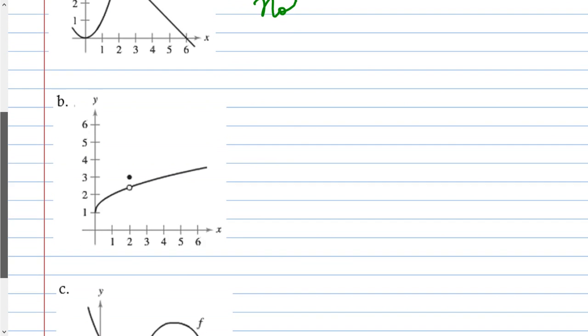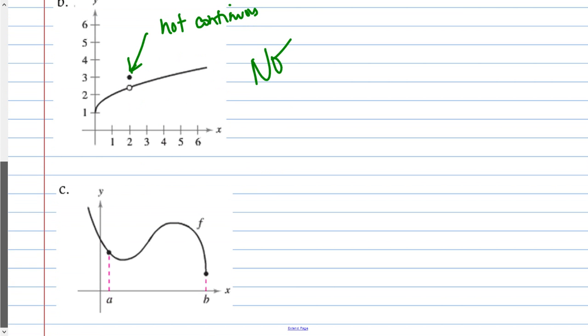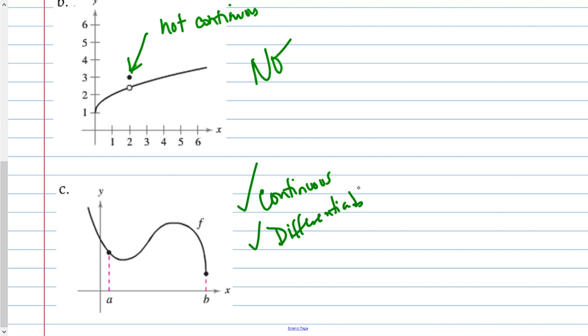B. Okay, is this continuous? Oh, but right there. Point discontinuity. Not continuous. Therefore, no. C. Is the function continuous? Yes, it is continuous. Is it differentiable? Yes. There aren't any problems as far as differentiability. Now, is C within A and B?